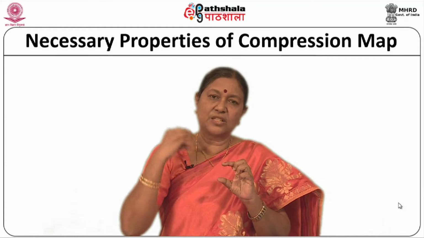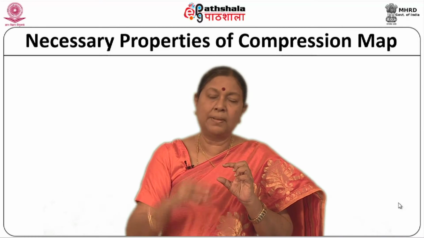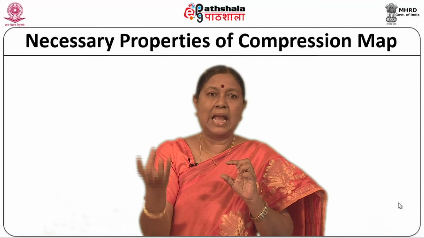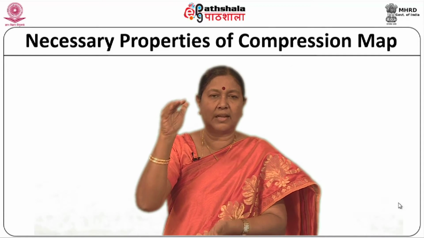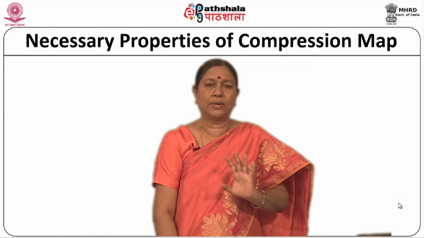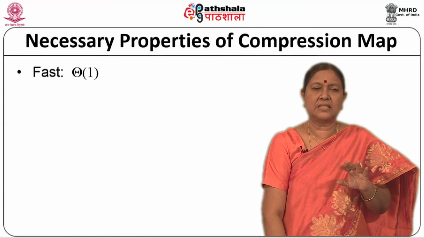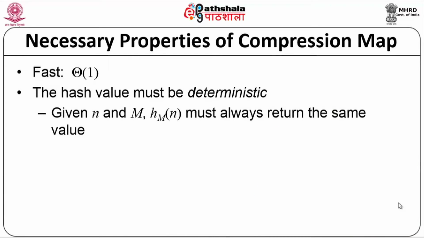Remember, the hash function consists of two functions, one is the hash code map and the other is the compression map. The hash code map maps the hash keys to integers, and the compression map maps those integers into the range of slots, 0 to n minus 1, where n is the size of the hash table. Again, it should be fast and deterministic. Suppose you have h of n, with m as the size of the table; it must always return the same value, that is the meaning of deterministic.